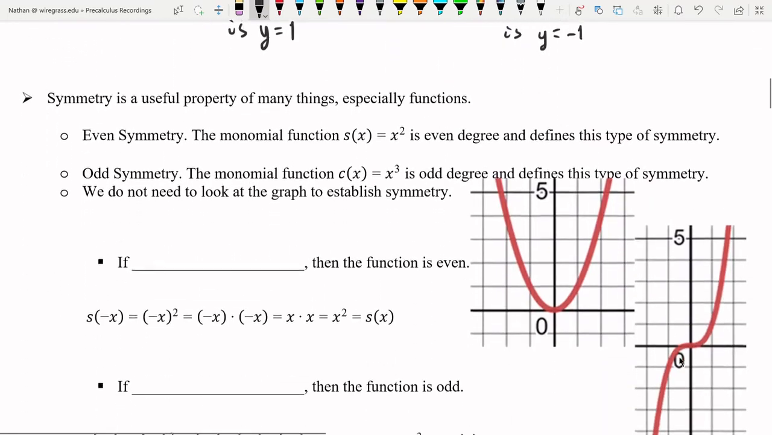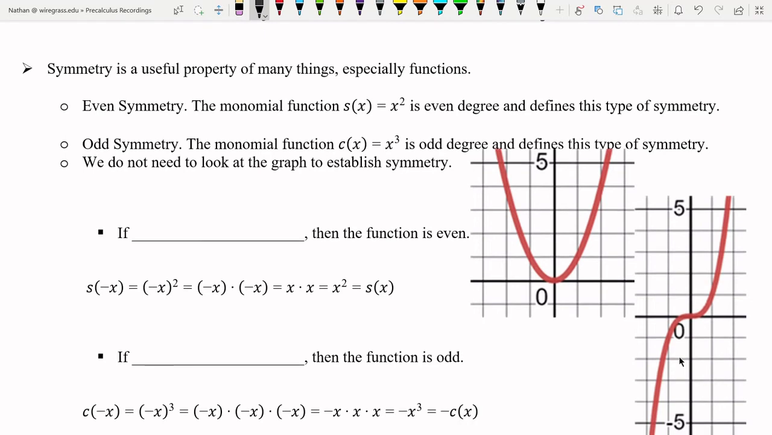Okay, another type of thing. So we talked about increasing, decreasing, and constant behavior. We've talked about maxes and minimums. Now we also talk about symmetry. Symmetry is very useful in a lot of things.